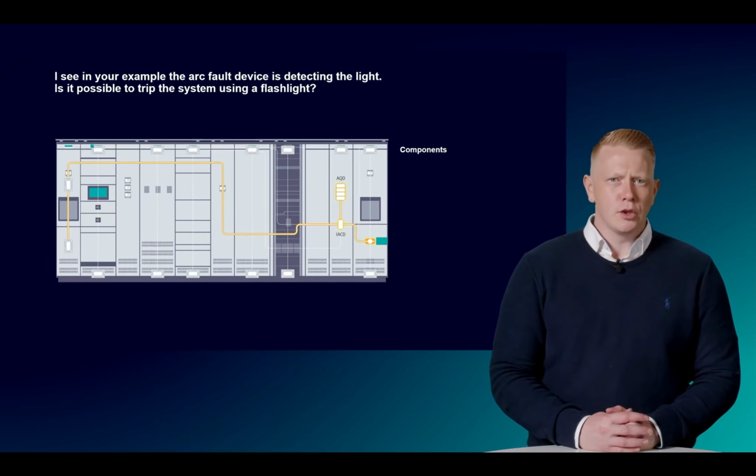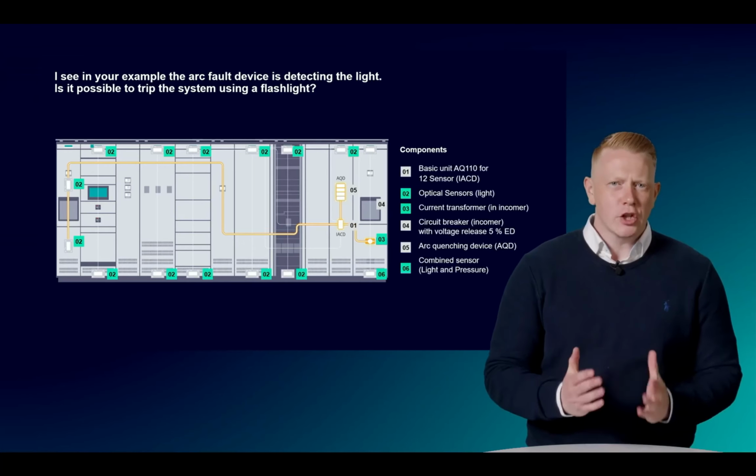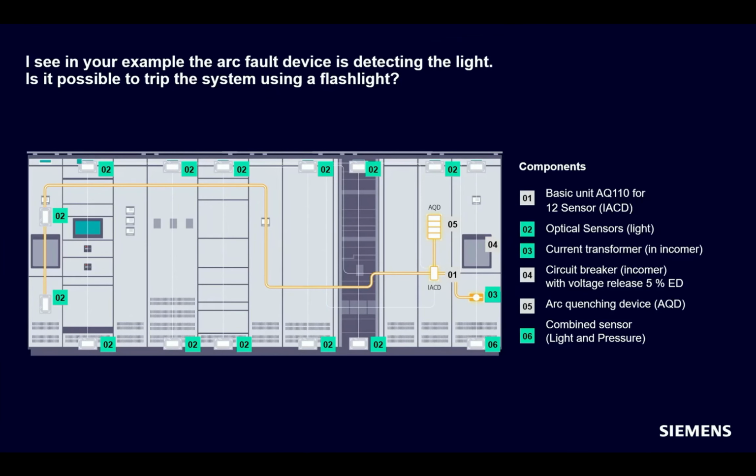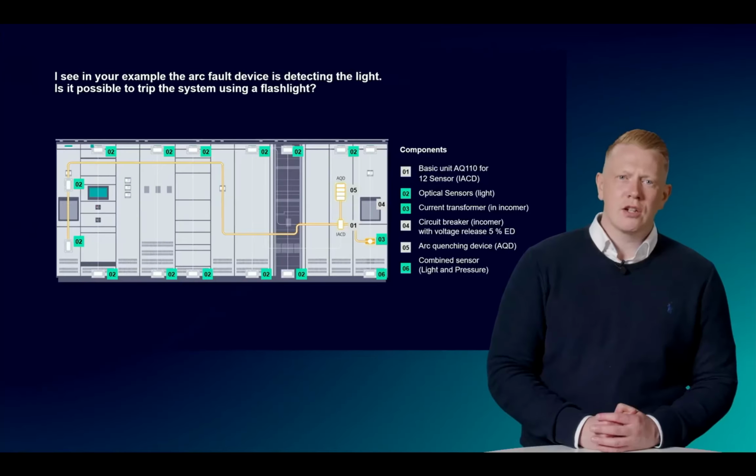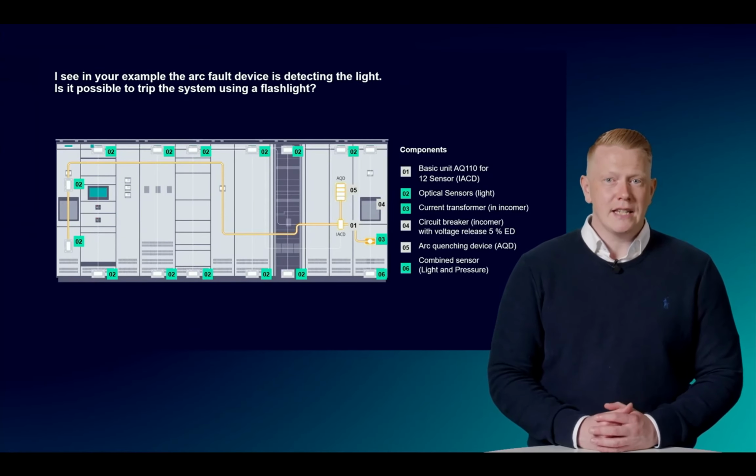Next question. I see in your example the arc fault device is detecting the light. Is it possible to trip the system using a flashlight? A flashlight can be used to trigger the system if the flashlight is very close to the sensor. This can be useful for testing during commissionings, for instance. However, to avoid false trips, it is important to not only rely on light and to combine it with a current signal, or in case of the in-camera section, with light and pressure sensors.